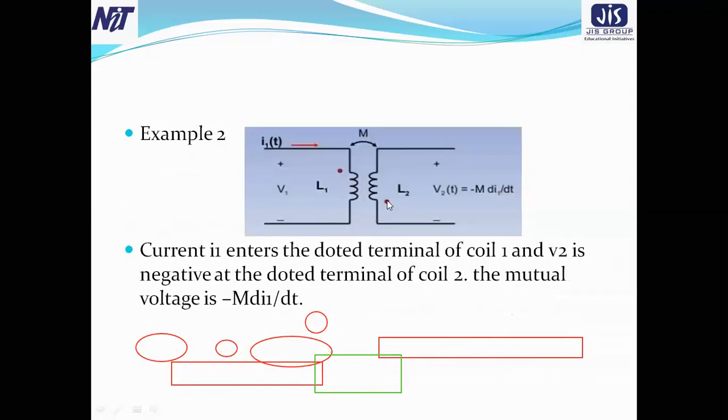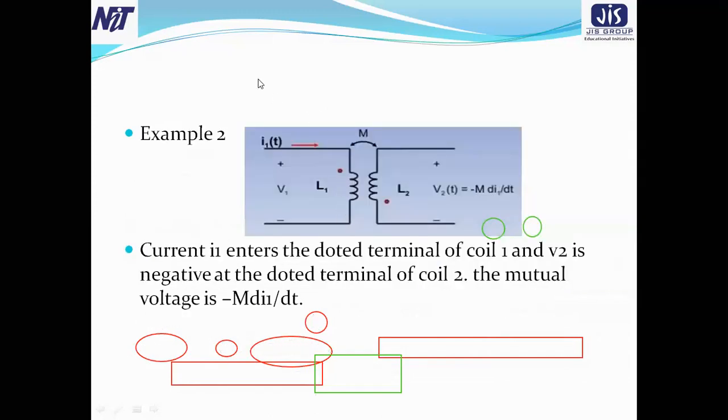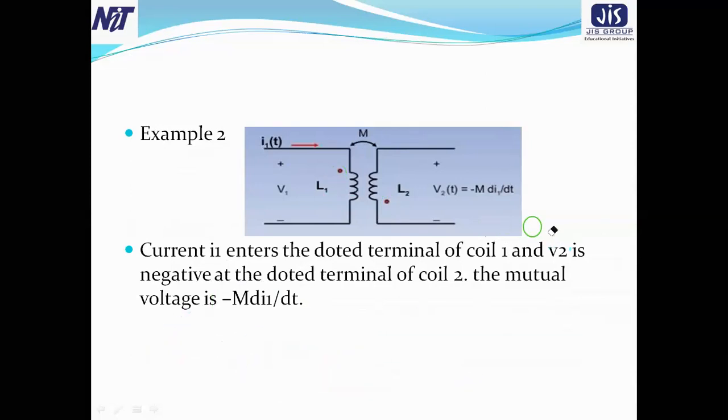Here it is minus M di1/dt. So for this case, both are on the positive side, so it is plus M di/dt. Here positive, but this one is negative, minus M di/dt. Okay, so go to the next slide for a better explanation of this.